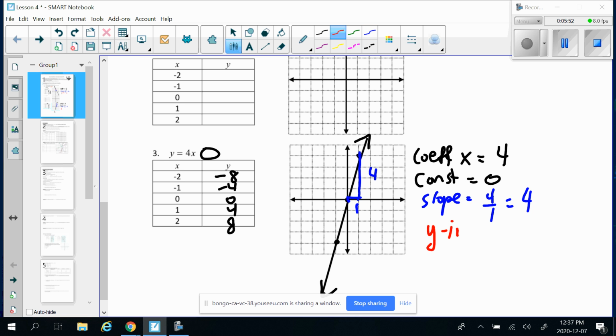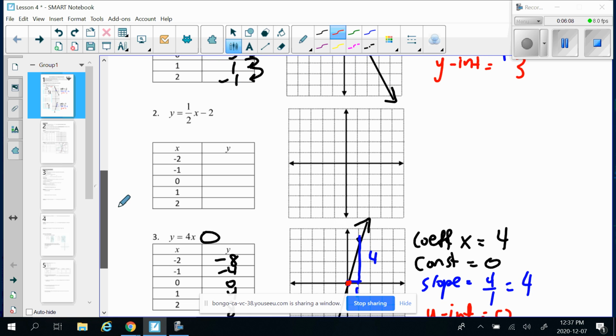And the y-intercept, I just got to read it off the graph here. It looks like the y-intercept is 0. So is it a coincidence that the coefficient is 4 and the slope is 4, the constant is 0, and the y-intercept is 0? Well, no, we know that this is how equations actually work.